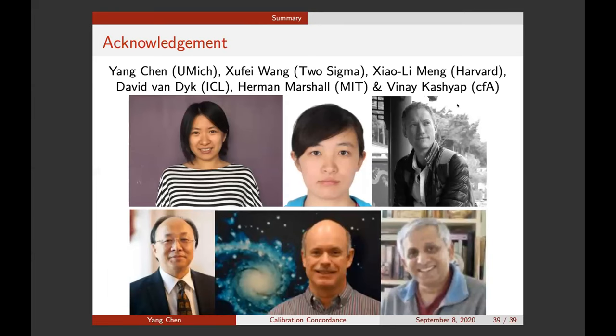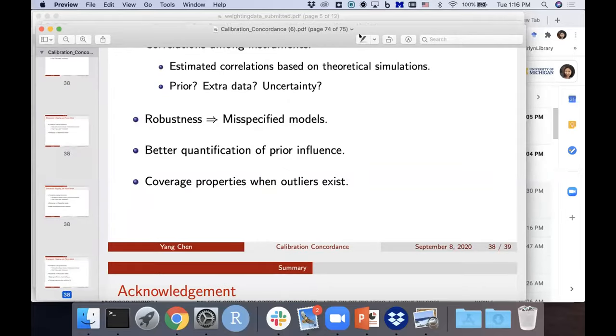Let's see, there's a clapping thing over here, which we'll see if it works. Back to Herman, I guess. Okay. Taking over the screen again and finding this one, yes.